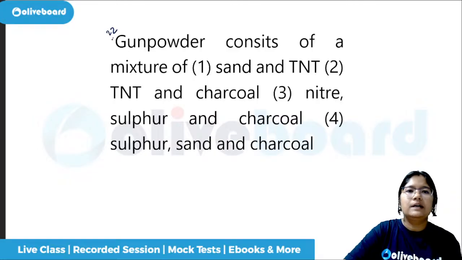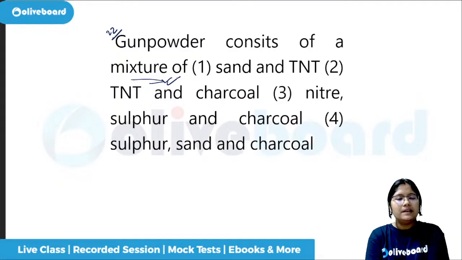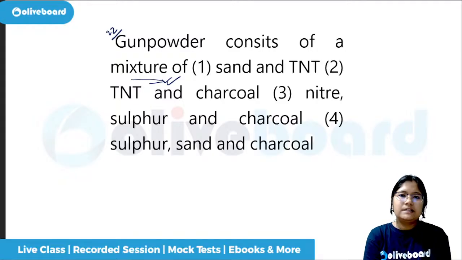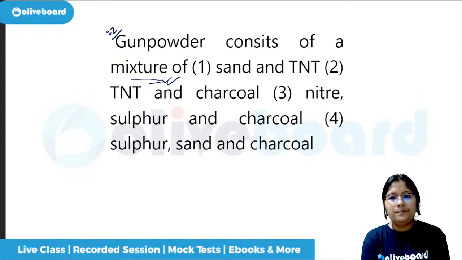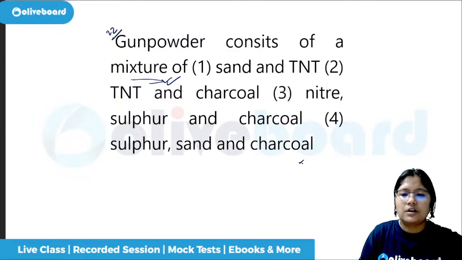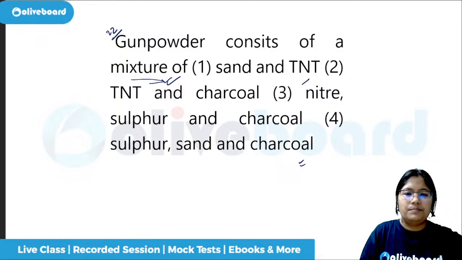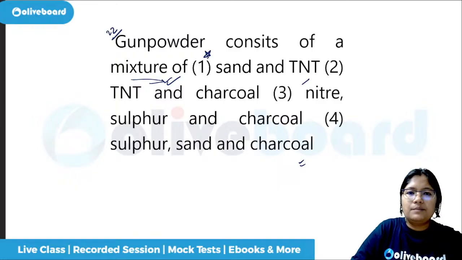Next question. Gunpowder consists of a mixture of, what is gunpowder? It is a mixture of sand and TNT, TNT and charcoal, nitrate, sulfur and charcoal, sulfur, sand and charcoal. See, TNT, we will say in that case that okay, this is the nitrate compound. But here when gunpowder is being used, that means what will it have?